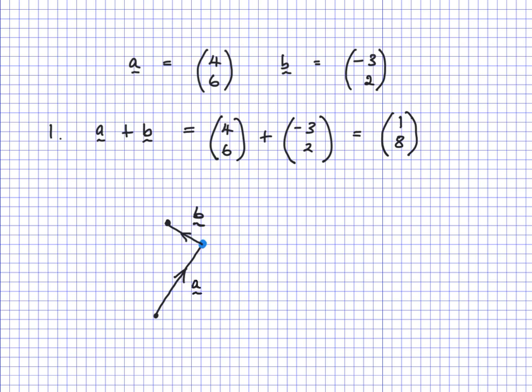Now, we started our diagram at this point, we finished our diagram at this point, so I'm going to draw a line from start to finish, arrow indicating direction, and I'm going to label the vector A plus B. And if we just count the boxes, it's 1 to the right and 8 up. So the diagram and the algebraic calculation give us the same answer.